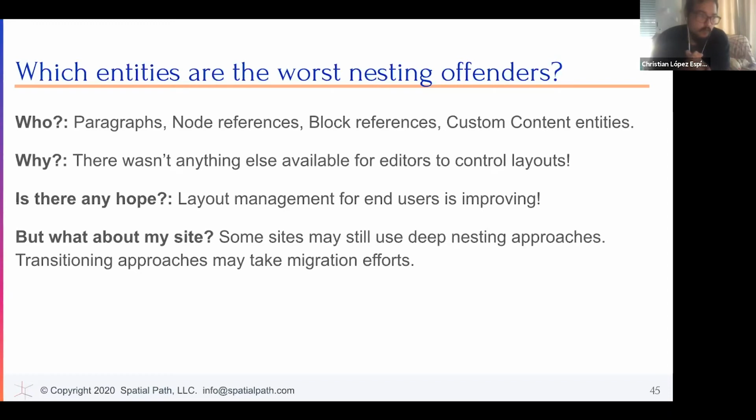So which entities are the worst nesting offenders, or the ones that usually can come with biggest issues? It's paragraphs, node references, block references, or any custom content entities. And the issue here is the second rule that we saw previously: usually people are using this kind of solutions and nesting for solving the problem of the layout of content.